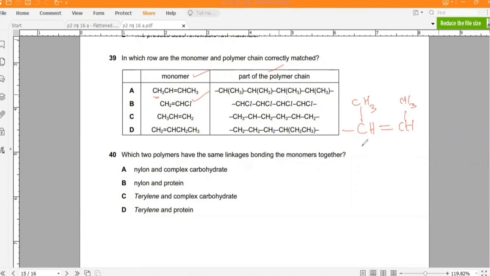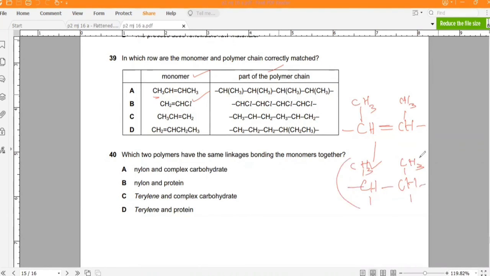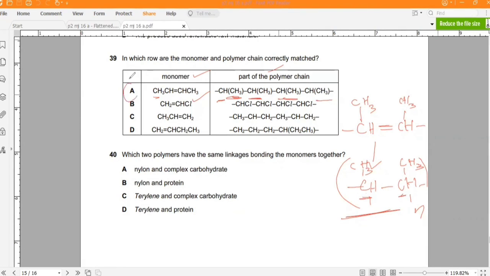A monomer is supposed to be an alkene group. When it turns into a polymer, you only have to make sure that this double bond is removed. So write it the same as it is: CH, single bond, CH, with CH3 here and also CH3 here. This is basically known as the polymer. This is what you have to find in the options. Look at it: CH, CH3, CH, CH3, CH, CH3, CH, CH3. This is going to be the right answer.